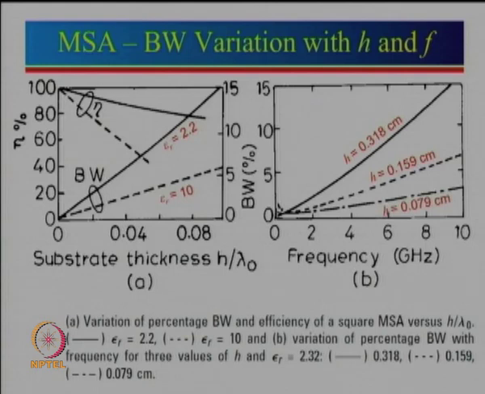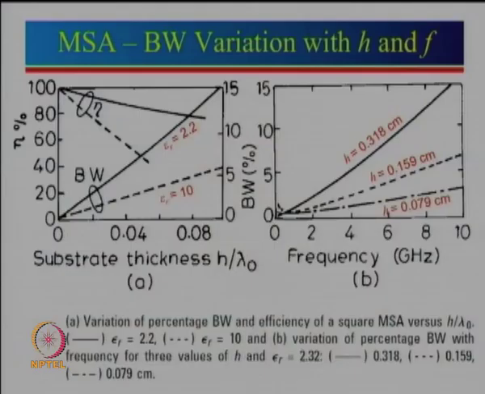Similarly, from the efficiency point of view, if we again imagine this is epsilon r 10 efficiency and this is for epsilon r equal to 2.2 efficiency, for epsilon r equal to 1, it is almost close to 100%. So, epsilon r equal to 1 is a very good substrate, and what is epsilon r equal to 1? It is air. So, all we need is air as a substrate, and we will see how to suspend a metallic plate in air in the next slide.